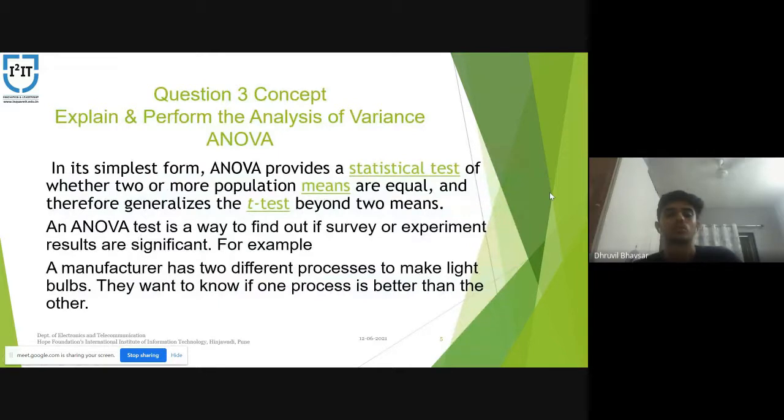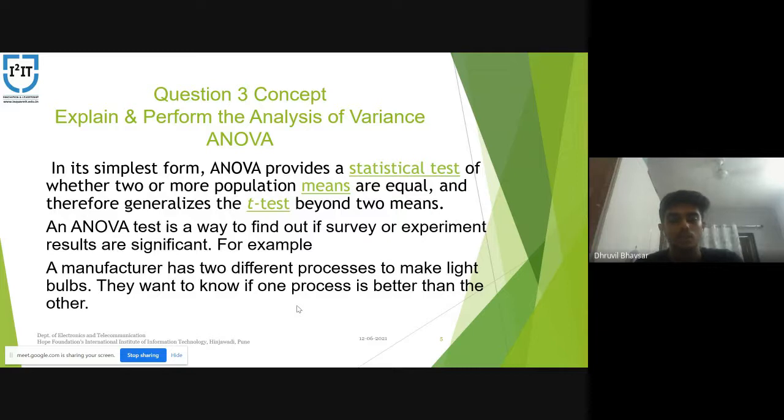Question 3 was to explain the analysis of variance, ANOVA. In simplest form, ANOVA provides a statistical test of whether two or more population means are equal. To give an example, a manufacturer has two different processes to make light bulbs, and they want to know which process is better than the other. They can find out by using ANOVA.